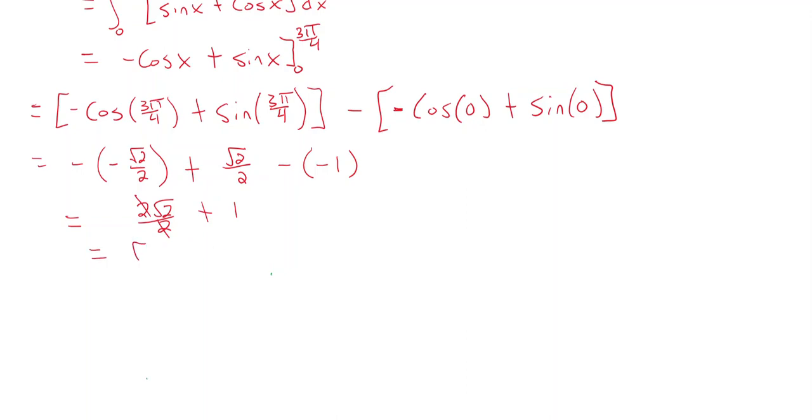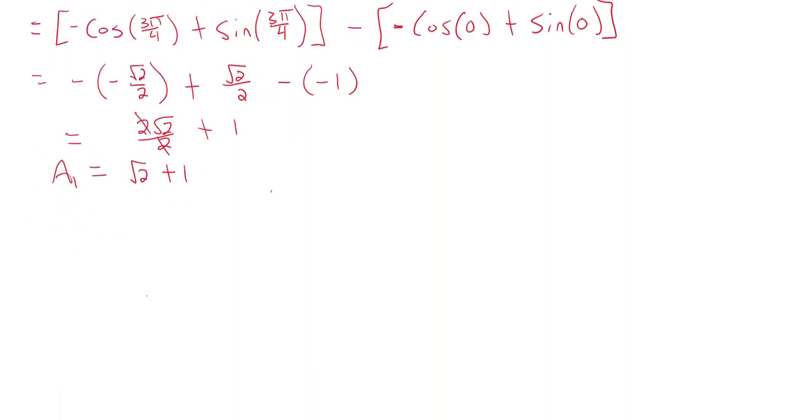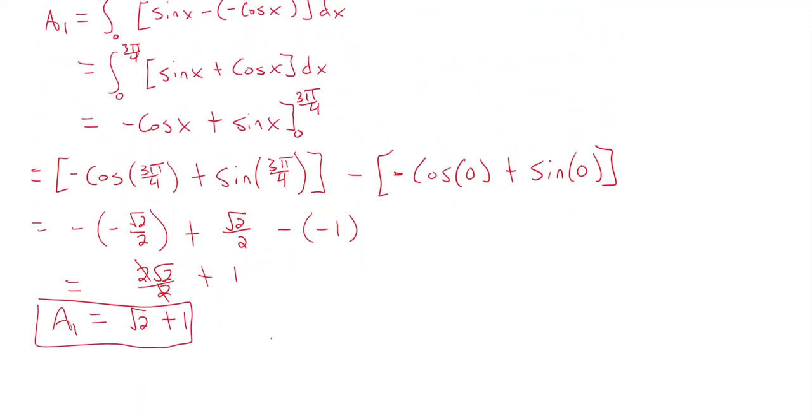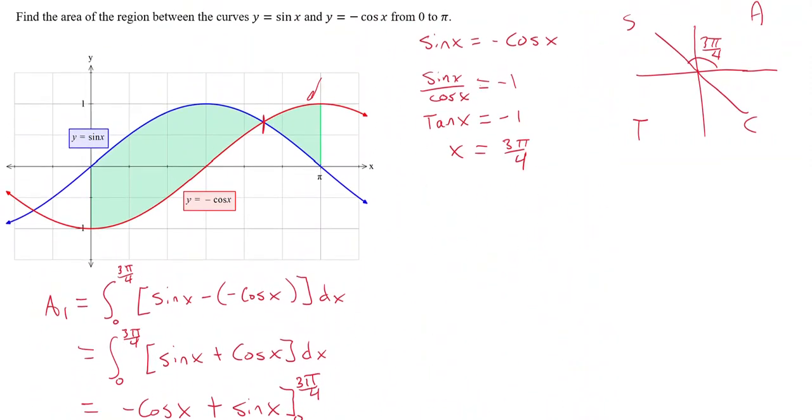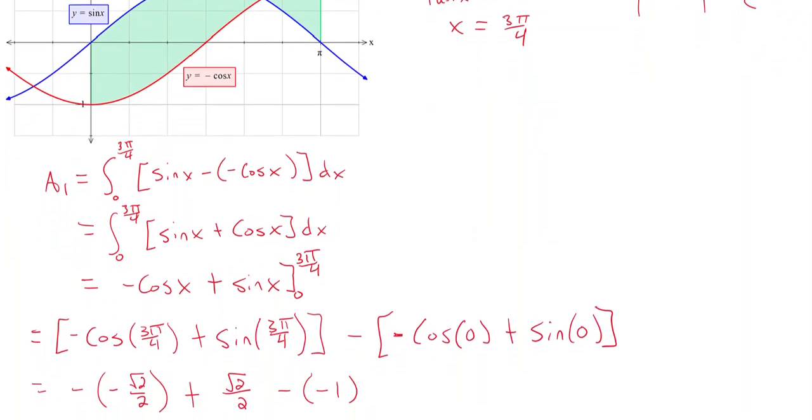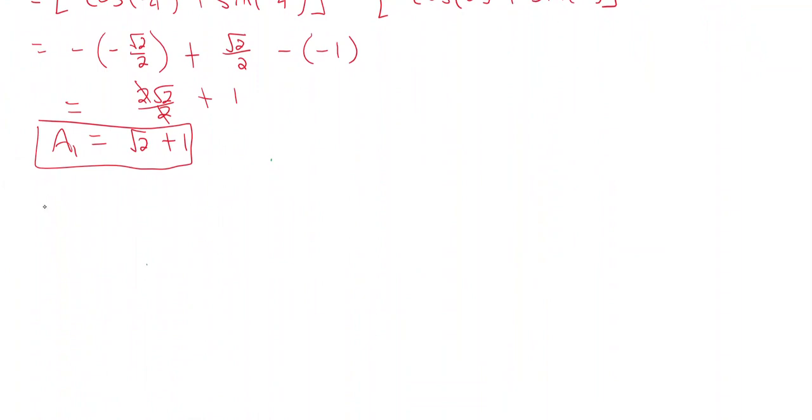Writing it one more time, the area is equal to root 2 plus 1. And that was area 1. We're going to need that in a minute, so circle it or put a box around it. Then we're going to do the same for the next part. Now we're figuring out this area, starting from 3 pi over 4 and going to pi. That'll be our area 2.